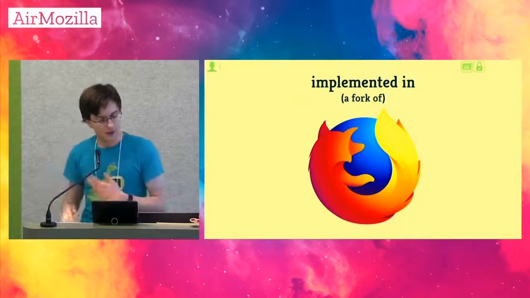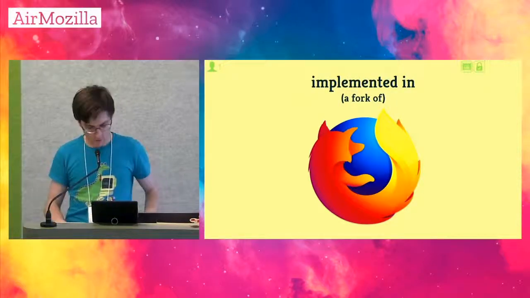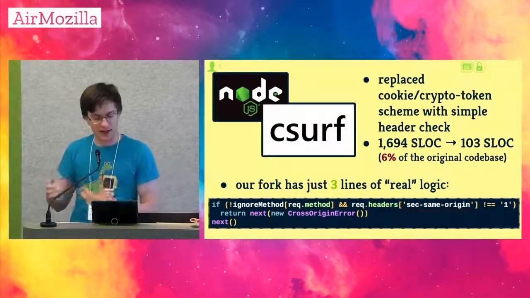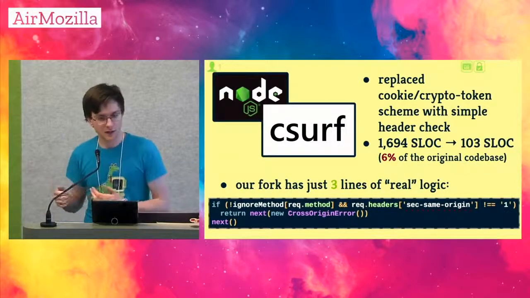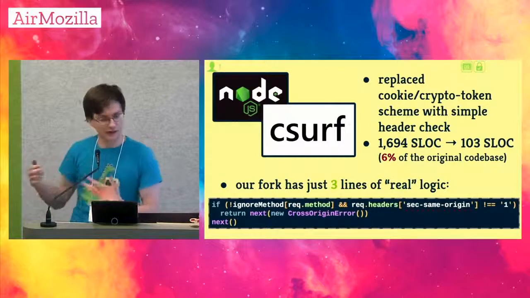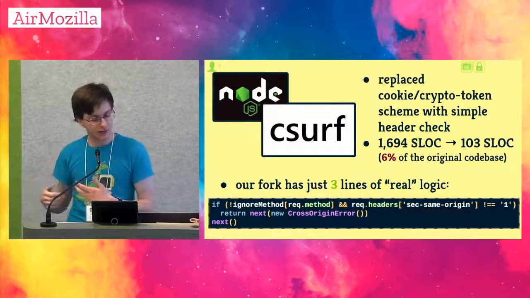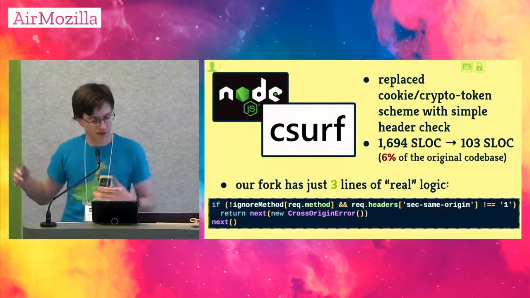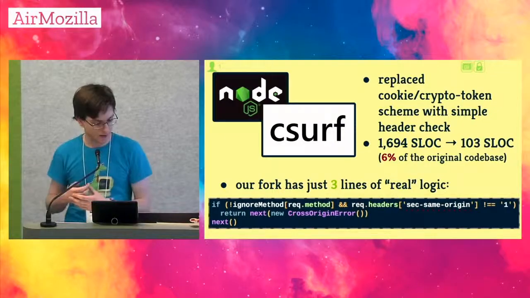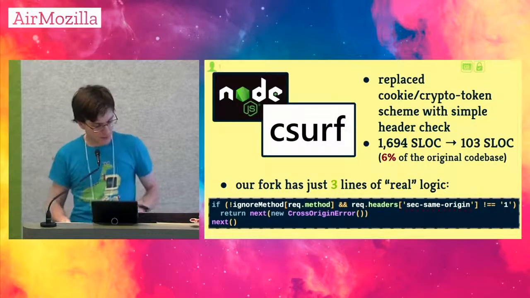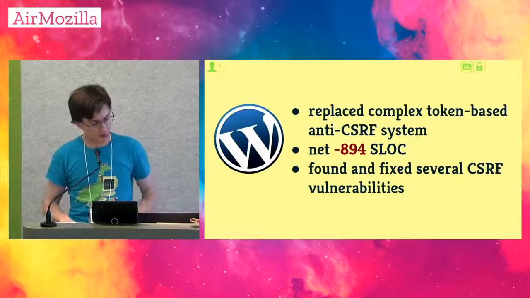To evaluate this model, we implemented setting these headers in a little fork of Firefox, and then we implemented handling the headers in some web app stuff. For example, we took CSURF, a popular anti-CSRF middleware for Node.js, and replaced its whole 1,600-line crypto cookie token anti-CSRF implementation with just a simple header check that boils down to 3 lines of non-boilerplate code.